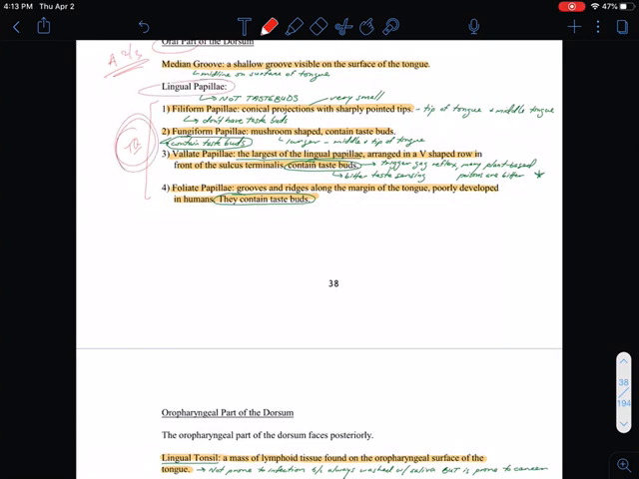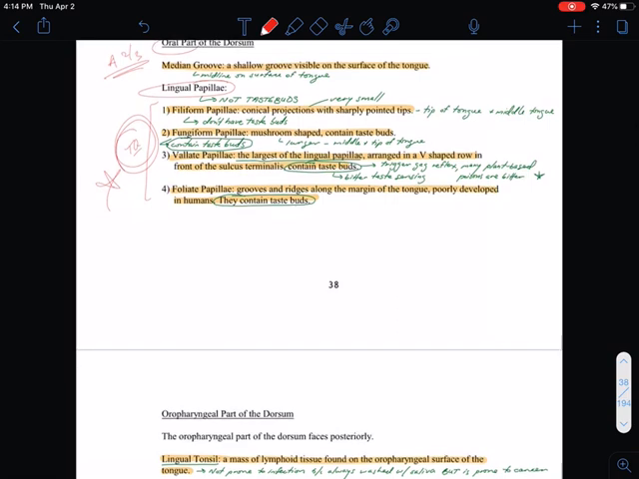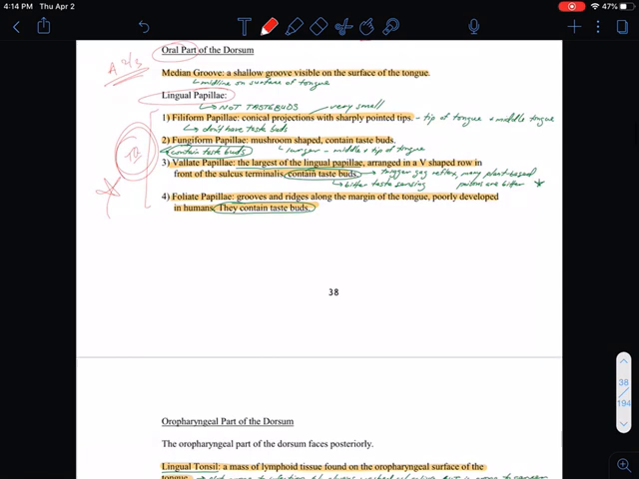So one of these guys will pop up on your exam for sure. You got to know the difference between your papillae. So you have 4 different kinds. One of them is an easy odd man out, and that is your filiform papillae, because they do not have taste buds. The only papillae that don't have taste buds are the filiform.